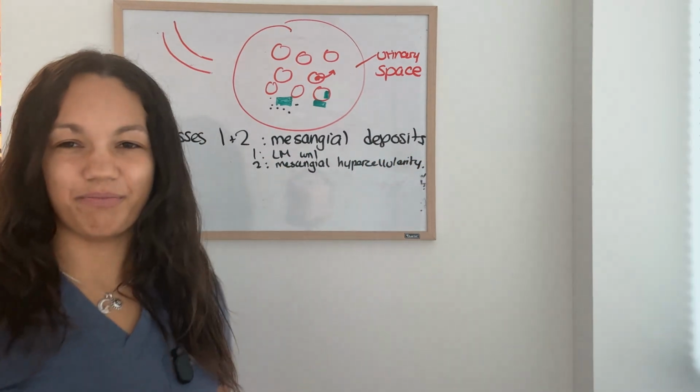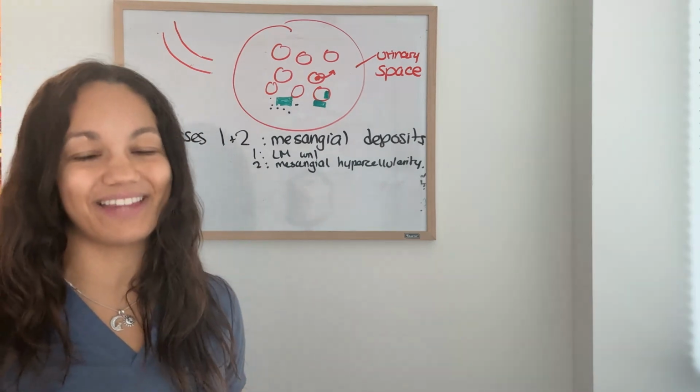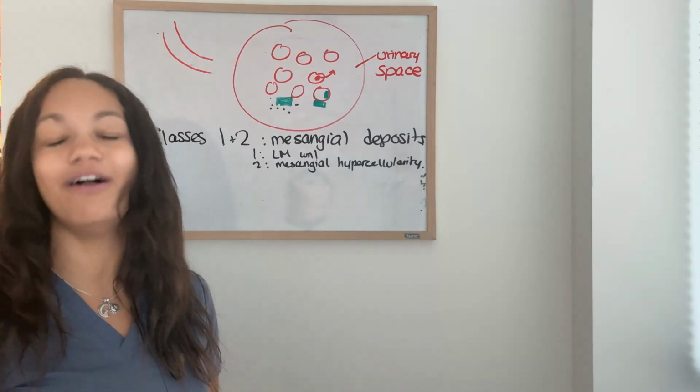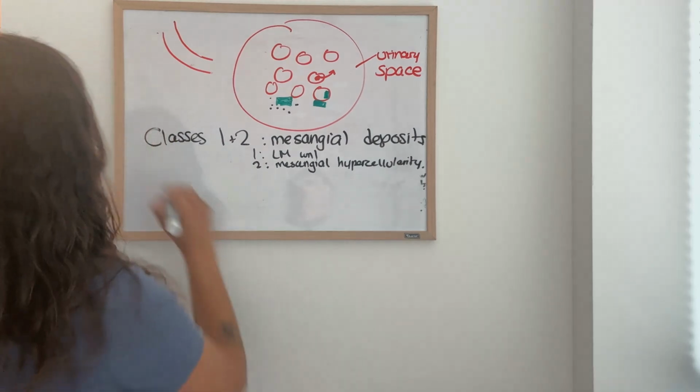When the deposits are in the mesangium, it's not that big of a deal. It's literally just connective tissue. So you're not going to get that active of a urine sediment. You're not going to get complement activation, for example. And these patients tend to do relatively well compared to the other classes.